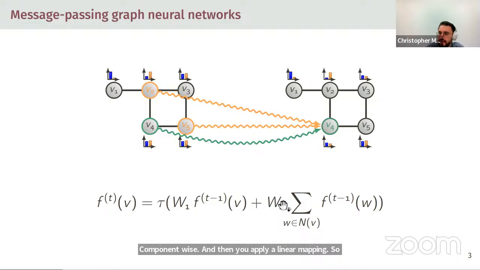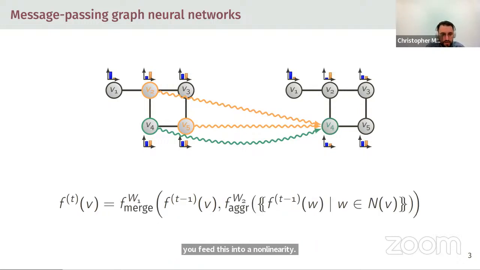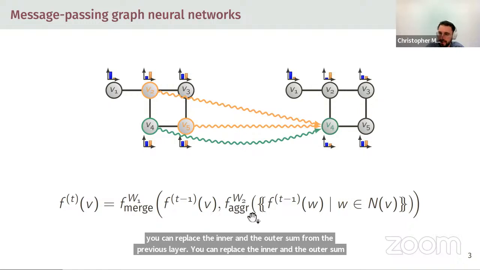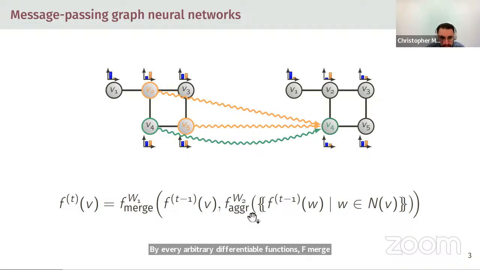So W2 is a D times D matrix of parameters that you optimize. And then you add this back to the previous representation of the vertex V. You might as well apply a linear mapping here, and then you feed this into a nonlinearity, a ReLU function, or a sigmoid or so on, applied point-wise, right? And you could also generalize this. So you can replace the inner and the outer sum from the previous layer by arbitrary differentiable functions, f merge and f aggregate. And this is usually the GNN layer we analyze in theory. And this is also the most general GNN layer.